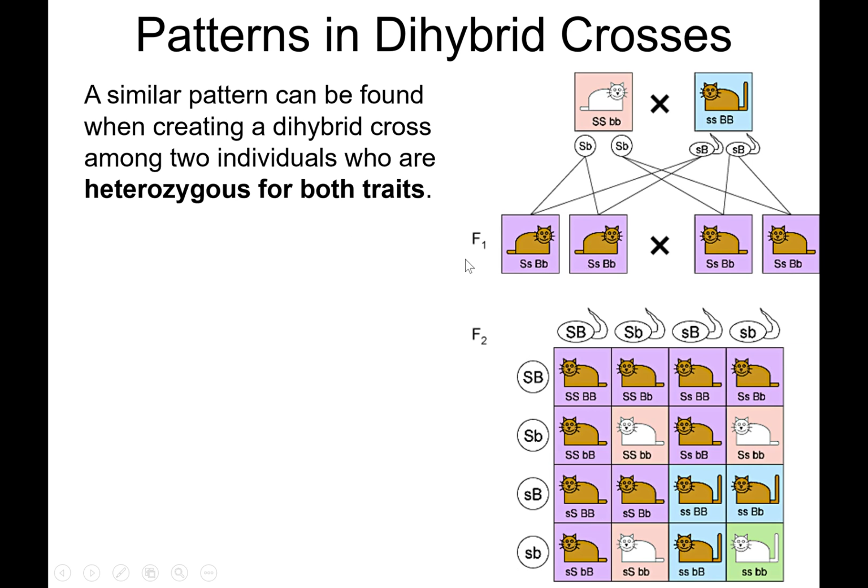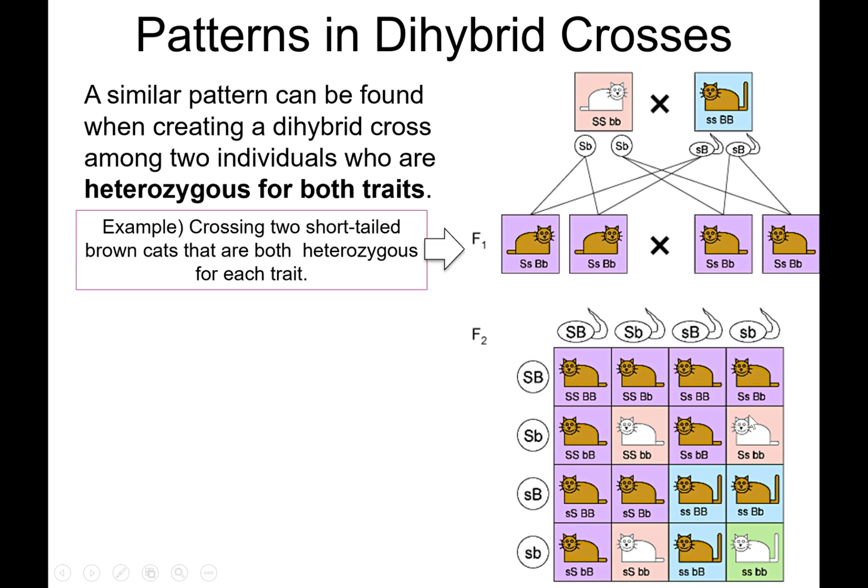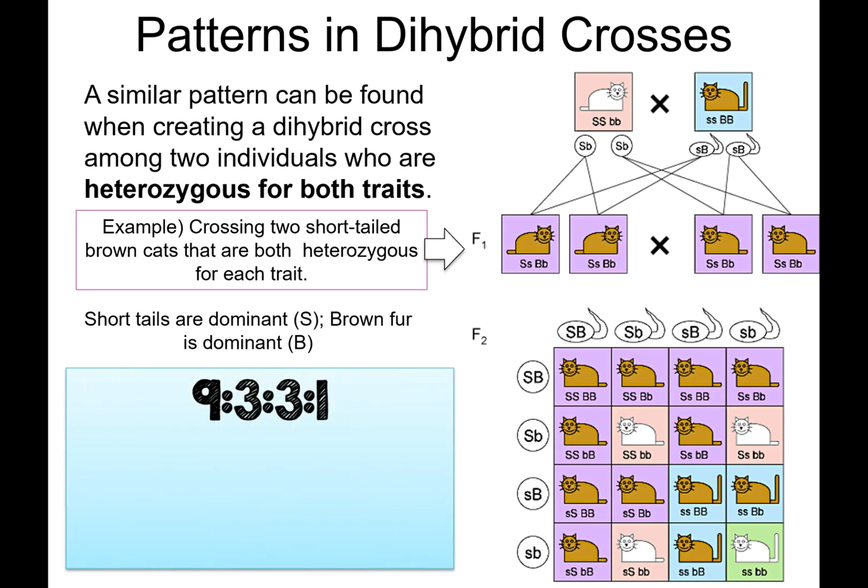Anytime you cross individuals that are heterozygous for both traits, you get this ratio of 9:3:1. And that ratio is for the phenotype of the offspring. So in this case with the cats, short tails are dominant, brown fur is dominant. If you look at this dihybrid cross, after crossing these 2 heterozygous parents, 9 of the offspring have the dominant tail length and the dominant fur color, short tail, brown fur.